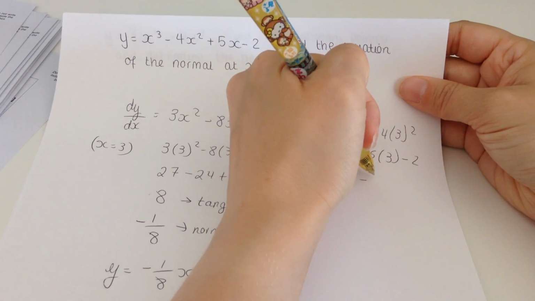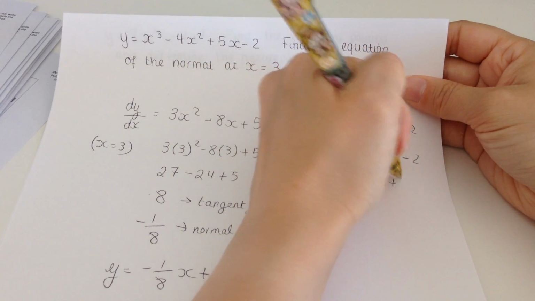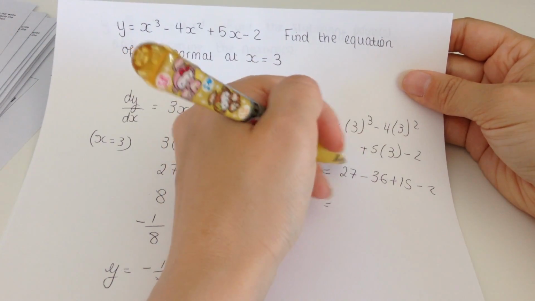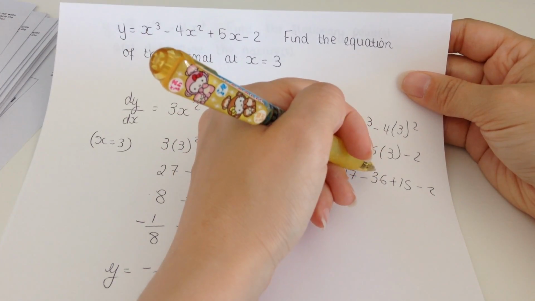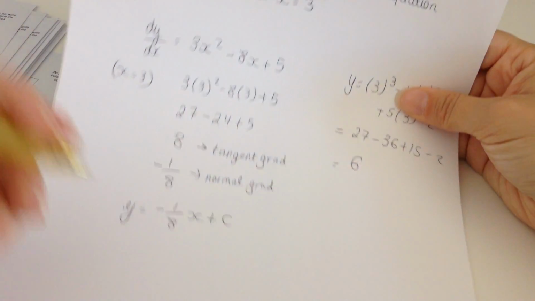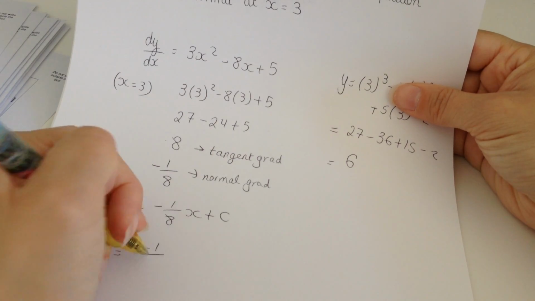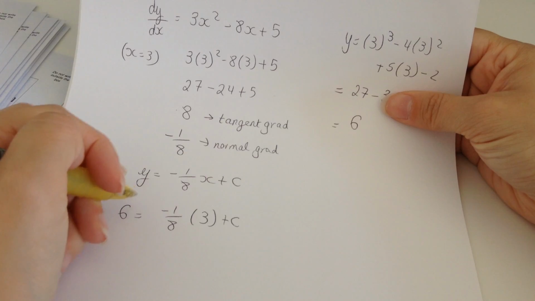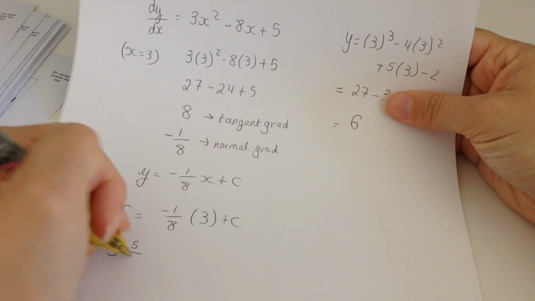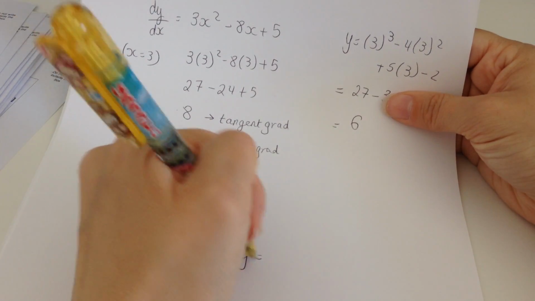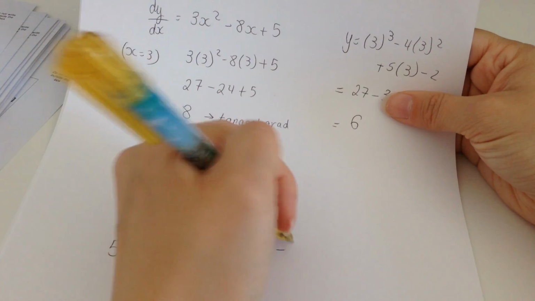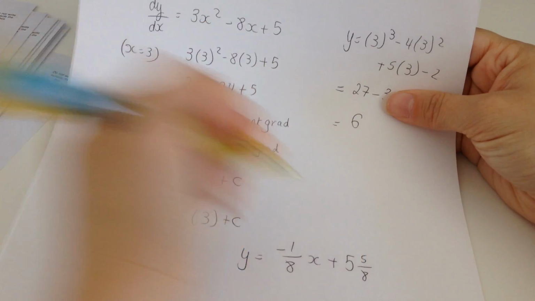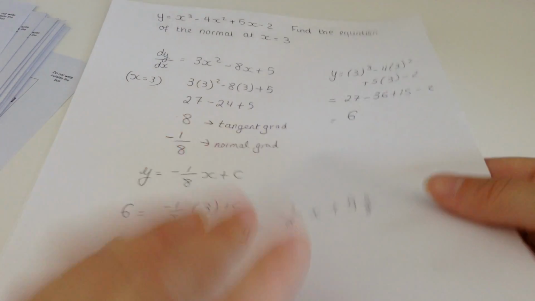27 take away 36 plus 15 minus 2. What's that? 42, take away 36 is 8, take away 2 is 6. That's probably wrong, but you get the idea anyway. And who really wants to work that out? 6 take away 3/8, that's 5 and 5/8. The method is what is important here, not the actual numbers. It's calculator paper anyway, so who cares?